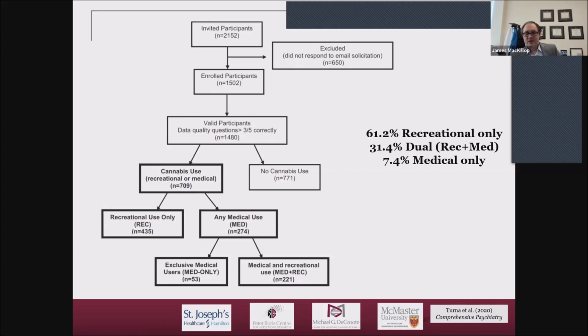So if we break this down, 60% reported recreational use only, nearly 40% reported some level of medical use, so some use to treat a symptom or otherwise address some aspect of healthcare. So 80% of our medical cannabis users in this sample were actually dual motives users. They were using both for medical and recreational purposes simultaneously. And indeed, only 7% were medical only users.